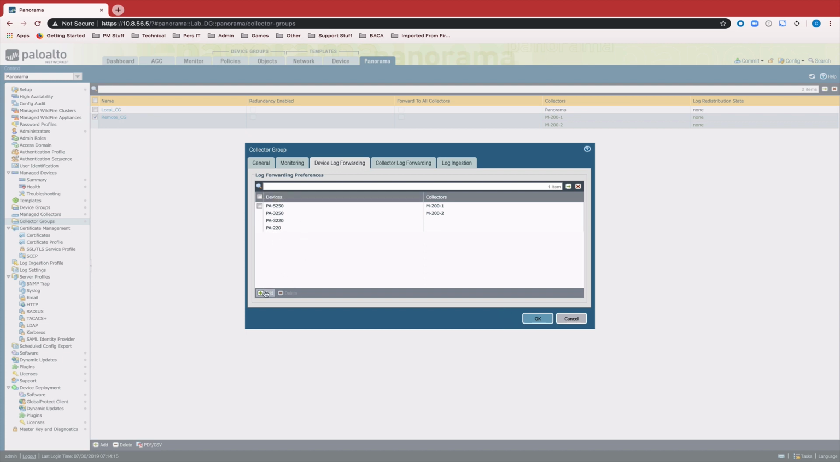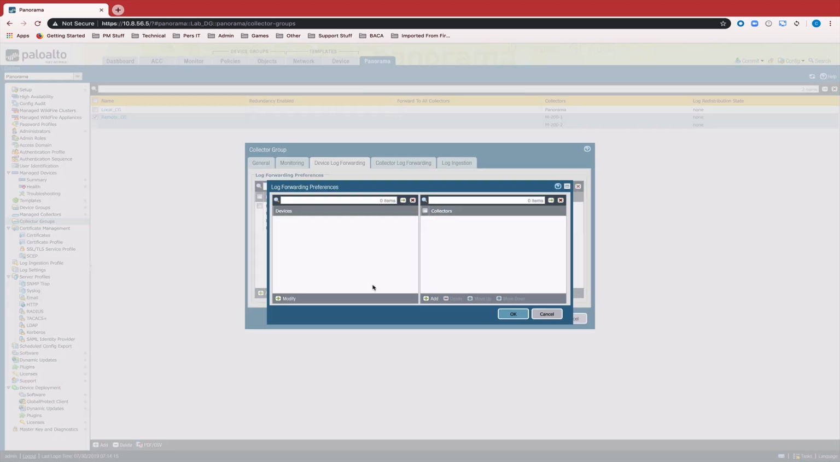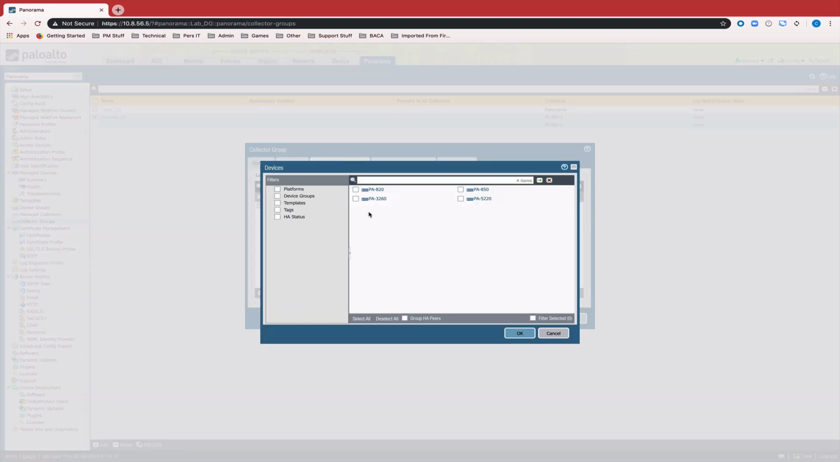The idea is to create one preference list per collector, and we have 2 collectors. So we're going to add a second preference list, but the key here is for the second preference list, we're going to add M200-2 as the primary and M200-1 as the secondary, and then add the second half of our firewalls.